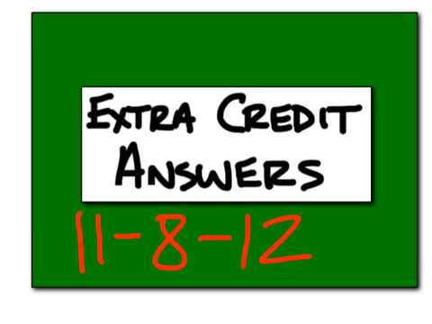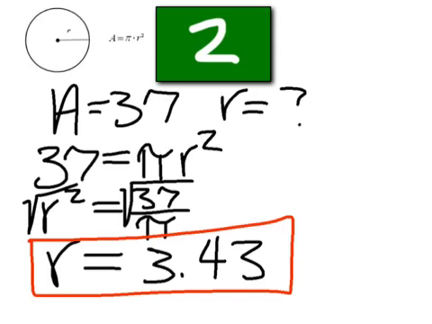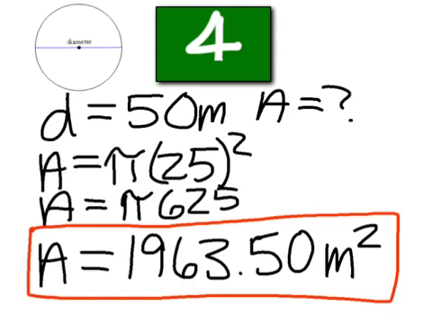Questions? Okay, extra credit answers from last Thursday, I think. Number 1 should be 153.94 centimeters squared. Number 2 should be 3.43 units, since I didn't put a units on there. Number 3 should be 3.39 centimeters. And number 4 should be 1,963.50 meters squared.